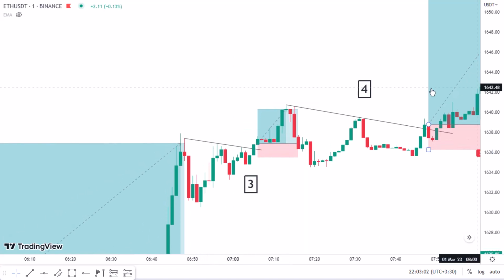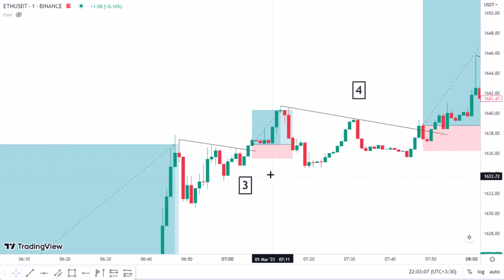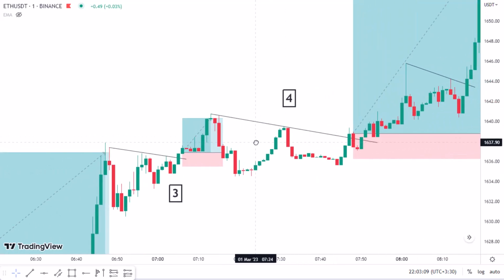On the next position, we have a trend line here with actually 3 touches. On the fourth time it breaks it here, we enter the buy position, put our stop loss below the candle, and it gives us a reward of 2.5.